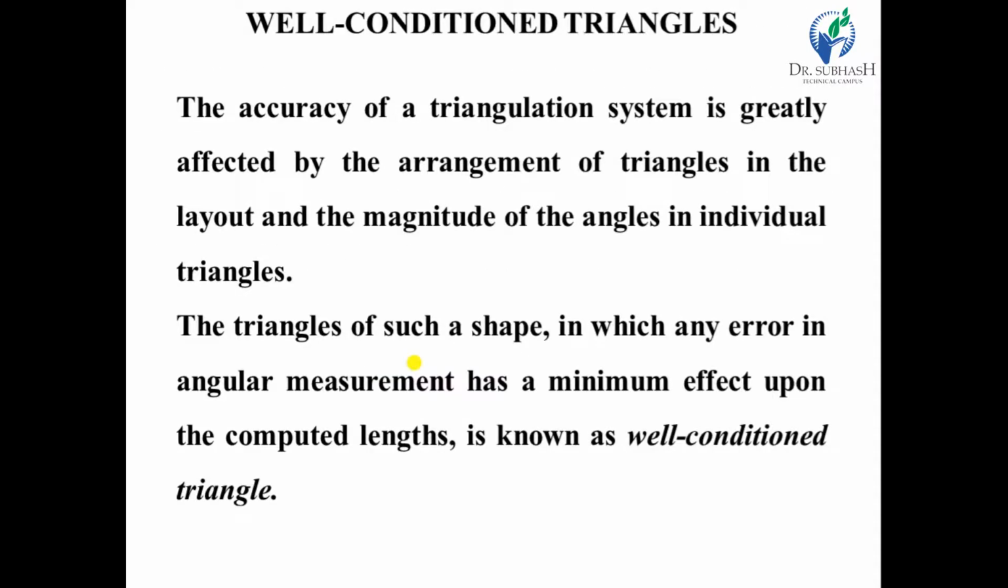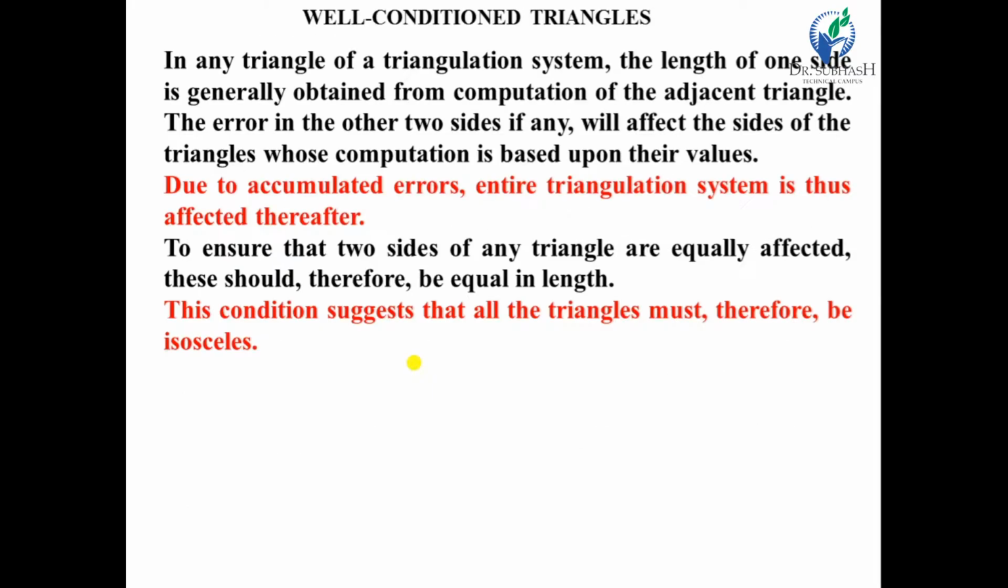Now, well-conditioned triangle. What is a well-conditioned triangle? The accuracy of a triangulation system is greatly affected by the arrangement of the triangles in the layout and the magnitude of angles in individual triangles. The triangle of such a shape in which the error in angular measurement has minimum effect upon the computed length is known as a well-conditioned triangle.